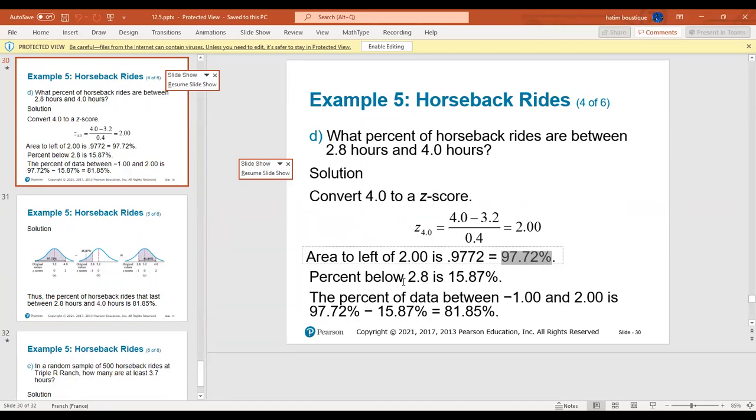Why do they say below here? The percent below 2.8. No, we don't want below 2.8. We would like to have above 2.8. Oh, I see. So we can subtract that. I'm sorry, I messed up a little bit here. I'm going to redo this one more time because I felt like I did this wrong.